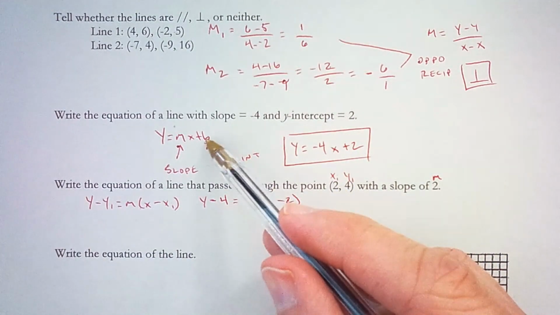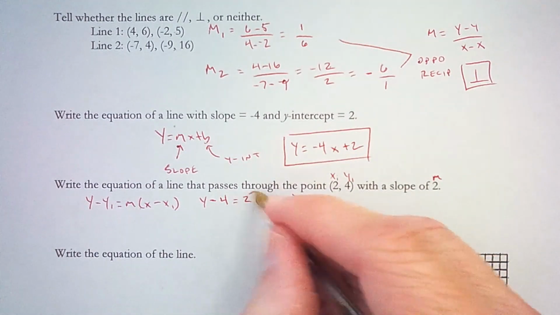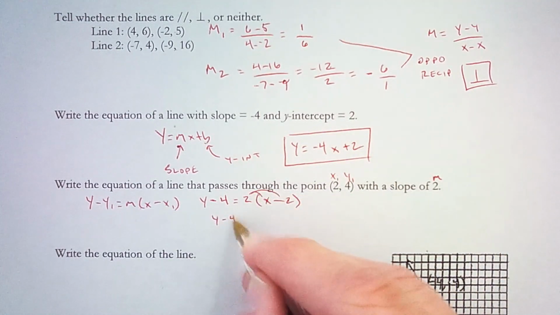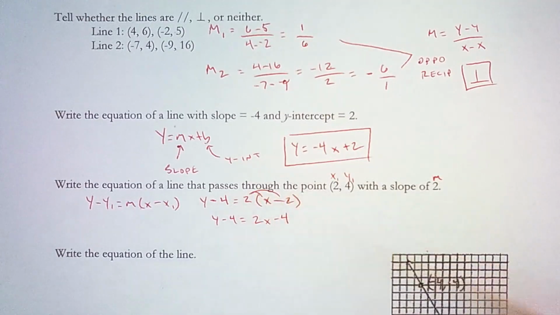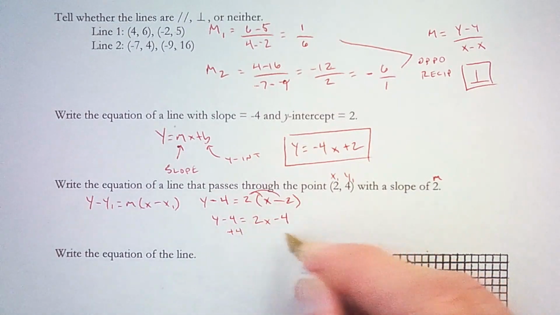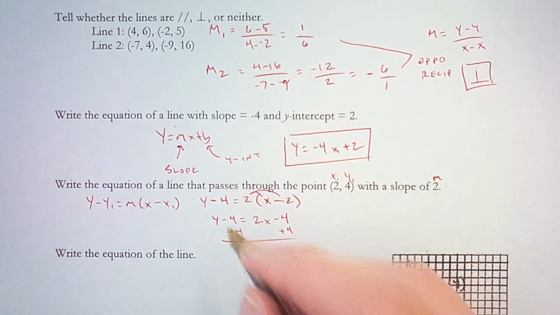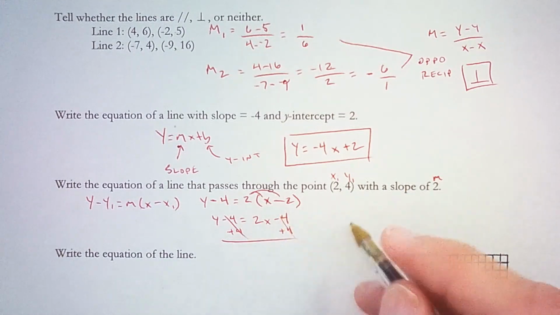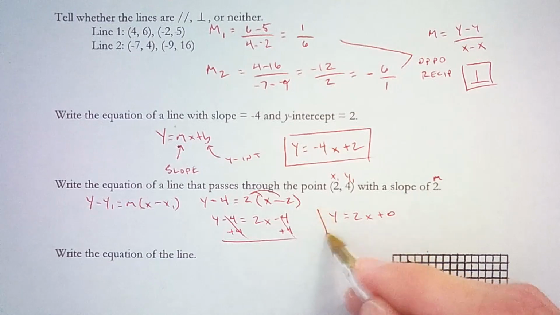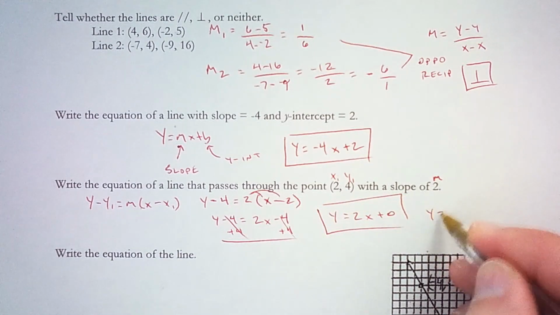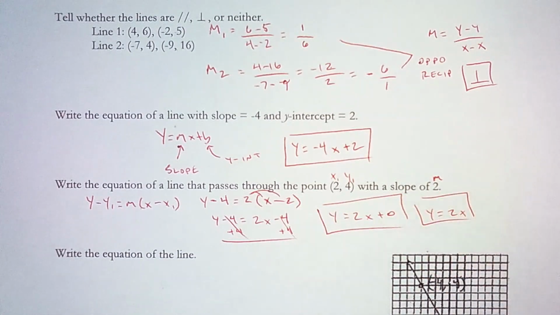We're going to get this into slope-intercept form. First we will distribute. Y minus 4 equals 2x minus 4. And then we will add 4 to both sides. And that actually cancels on both sides, so we get y equals 2x plus 0. You don't really have to write plus 0. You could just write y equals 2x, and that would be fine as well. Either of these will be acceptable.